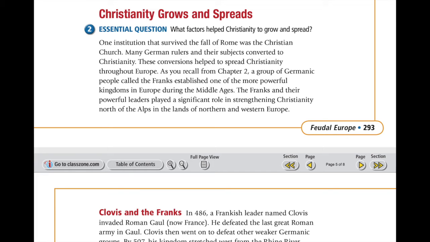As you recall from Chapter 2, a group of Germanic people called the Franks established one of the more powerful kingdoms in Europe during the Middle Ages. The Franks and their powerful leaders played a significant role in strengthening Christianity north of the Alps in the lands of northern and western Europe.